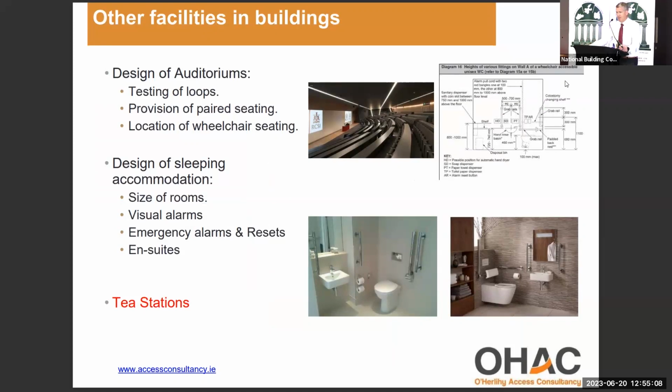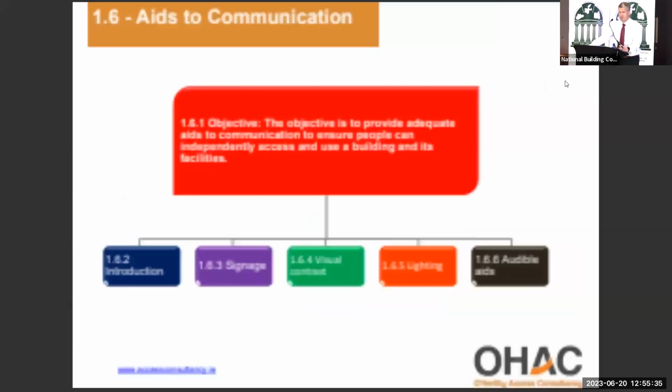Design of accessible sleeping accommodation. There's a lot of information there, but I suppose it's making sure that the design does meet the diagrams in TGD M, but also that the actual en-suites meet diagram 21 of TGD M. T stations, we've found a lot of problems with T stations, people not providing knee recess, not providing the correct counter heights, not providing the 1800 by 1800 turning areas in front of the T stations and so on. So that's another one to watch out for as well.